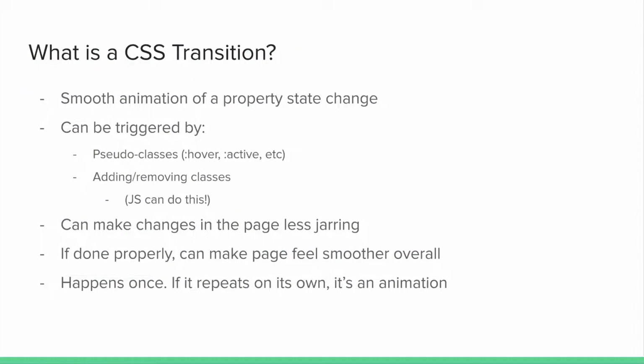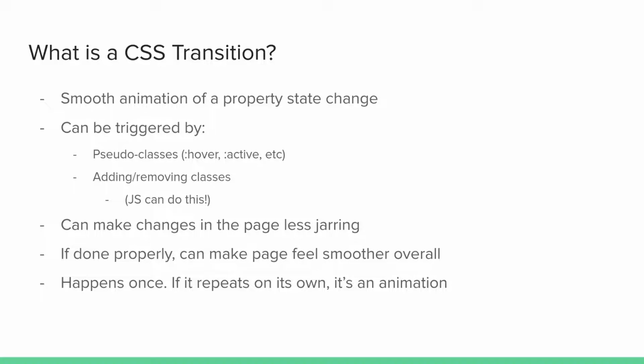A transition is basically a method of taking a change in appearance on a page and smoothing out that change. It can be triggered by anything that changes the CSS selector, so that's pseudo classes, such as when you put your mouse over something, or like when you click on a text box and the border changes, that's all pseudo classes. It can also be when you add or remove classes to an element, and as it turns out, JavaScript is more than happy to do this. We're actually already doing it with our navigation menus.